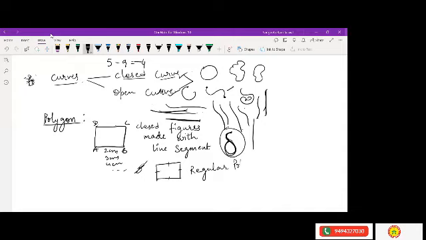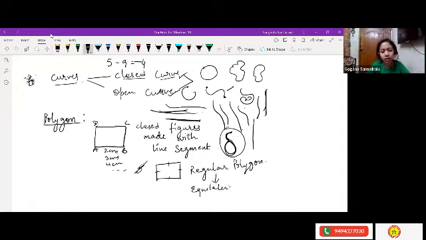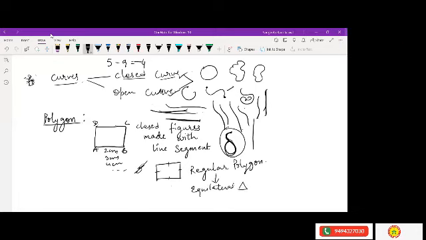Regular polygons. Now, what comes under regular polygons? An equilateral triangle comes under regular polygon. Yes, a square. An equilateral triangle is a triangle made with three sides. All sides are equal, so we call it a regular equilateral triangle. That's a regular polygon.